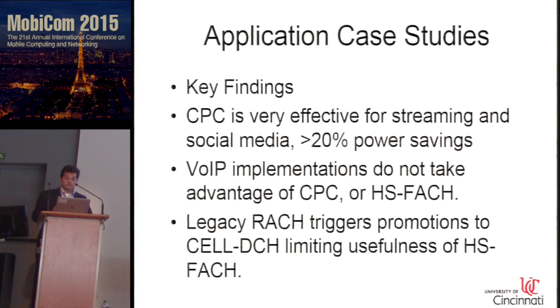And then the uplink channel in the FACH state has very limited capacity. Data bursts greater than a few kilobits per second on the uplink trigger state promotions to DCH. So careful application tuning is necessary to use this state as it's currently implemented.